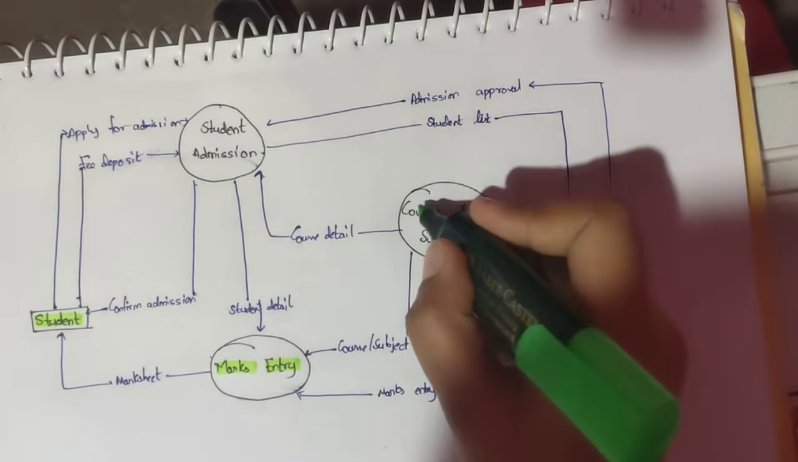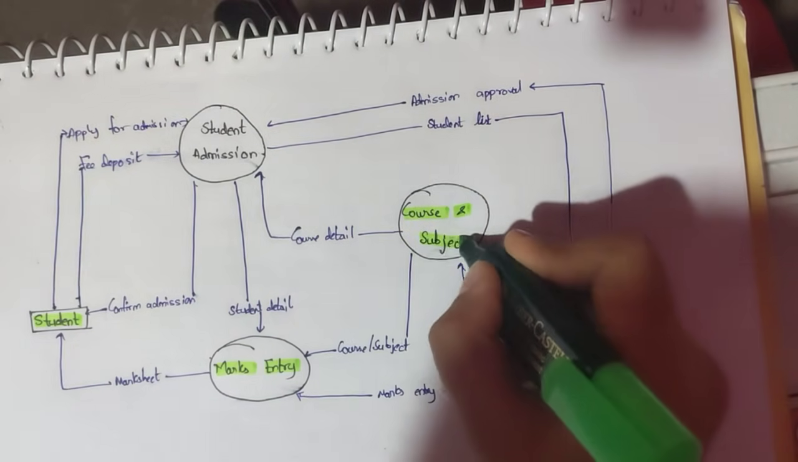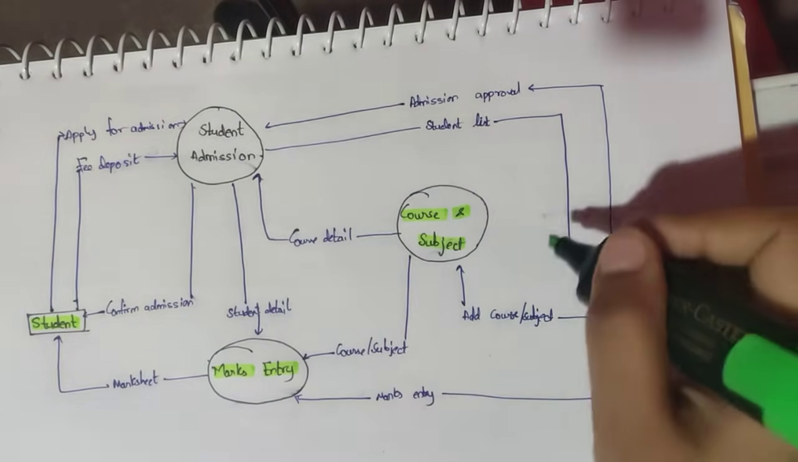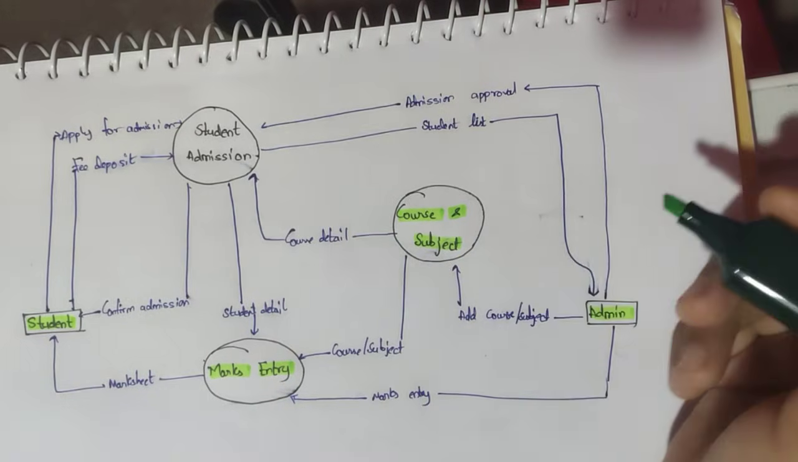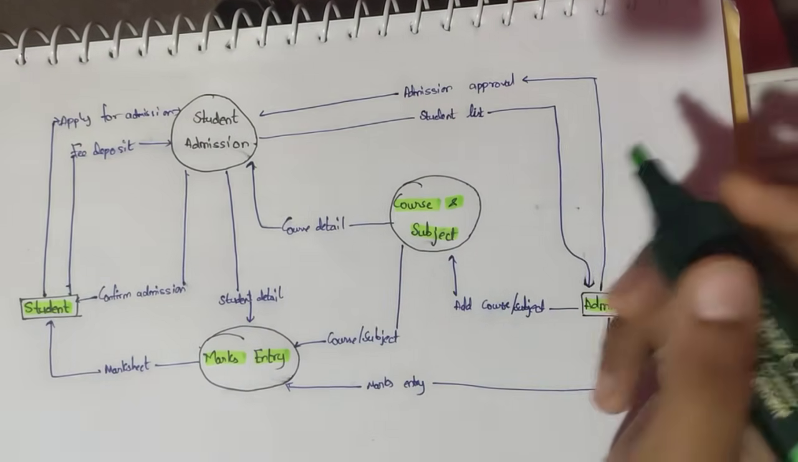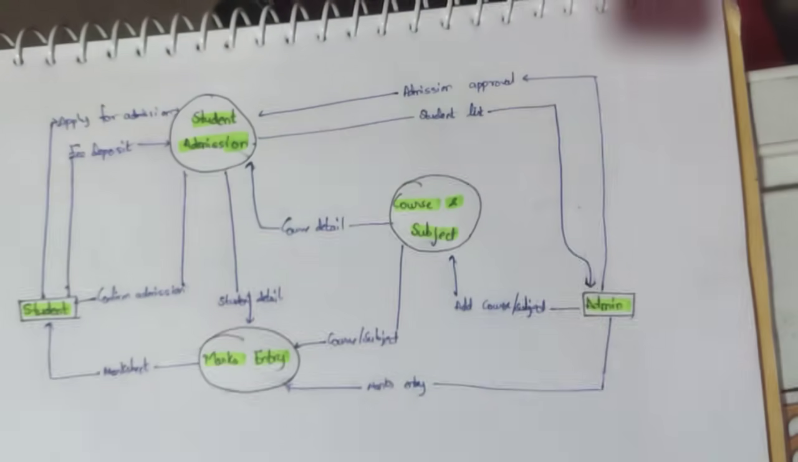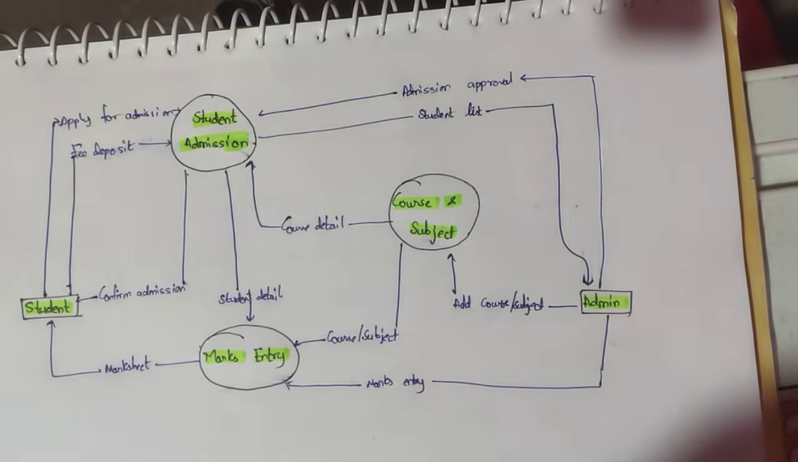Okay, second we are having the course and syllabus, which means the admin is adding the courses and the subjects in the database, and the student can see them. Based on that, it calculates the semester fees, based on the subjects. Okay, and the next is student admission. These are the components we have in the DFD level 1.